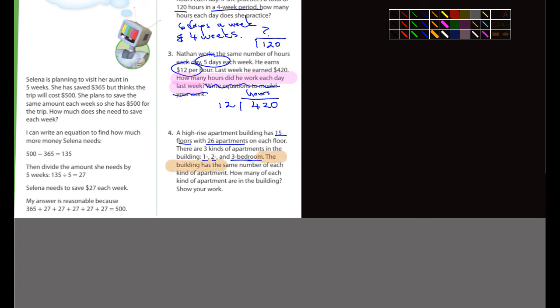The building has the same number of each kind of apartment. All right, which is what I just explained. And then it says, how many of each kind of apartment are there in the building? Show your work. All right, there's 15 floors, 26 apartments on each floor. And then when you figure that out, there's going to be some division. And you're going to be dividing it by what? By 3, because there's 3 kinds of apartments. And the final question is, again, how many of each kind of apartment are there in the building? Okay, that's it.